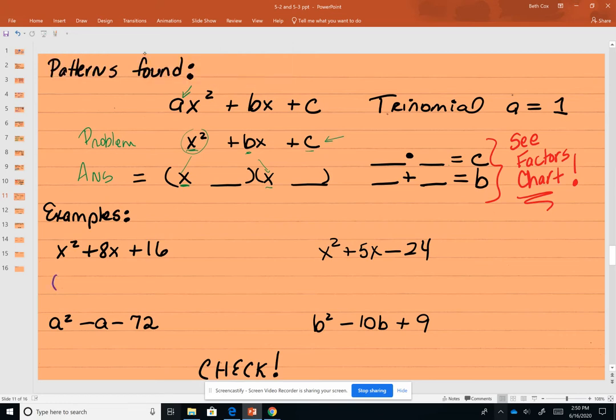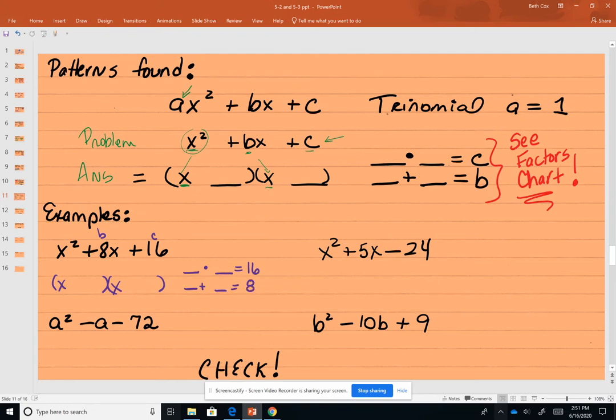Okay, so now this problem right here, the first one, I know the x squared is going to give me an x times an x. All right, so now this is my C and this is my B. So now what I'm going to look for, I've got to look for 2 numbers that multiply to give me 16 that are going to add up to give me 8. And I've got to look for these numbers.